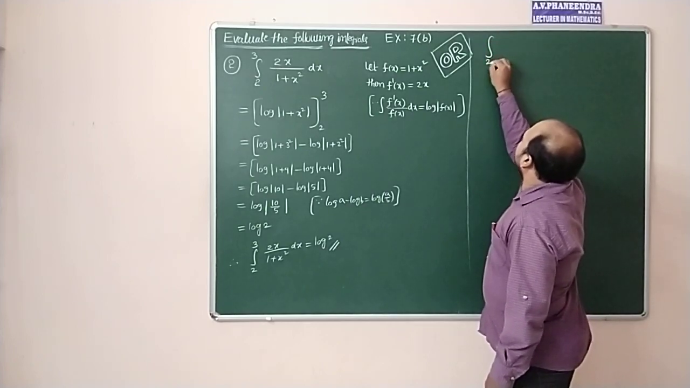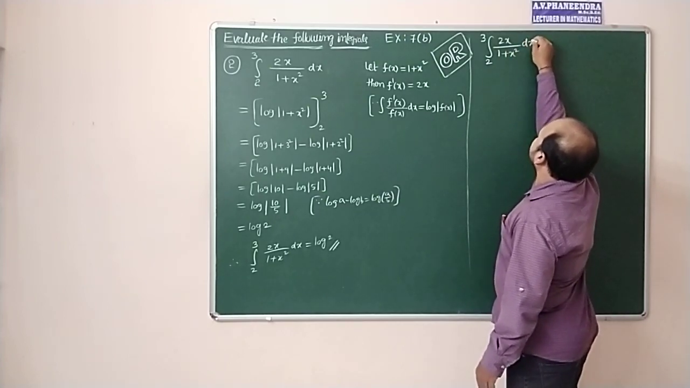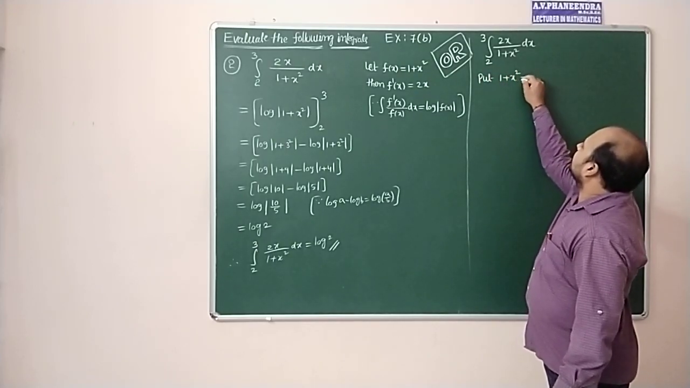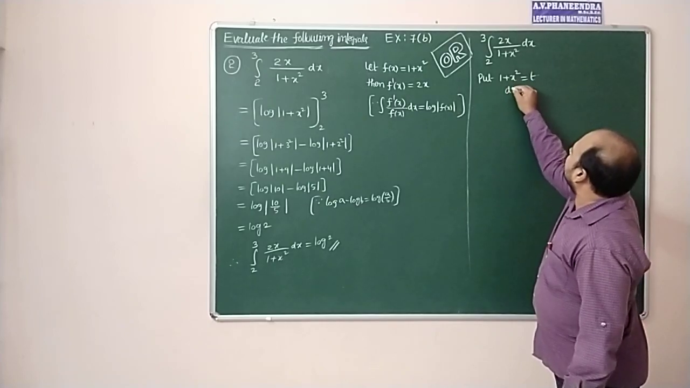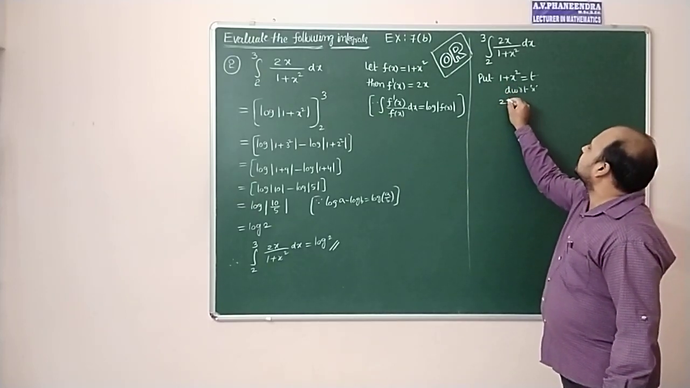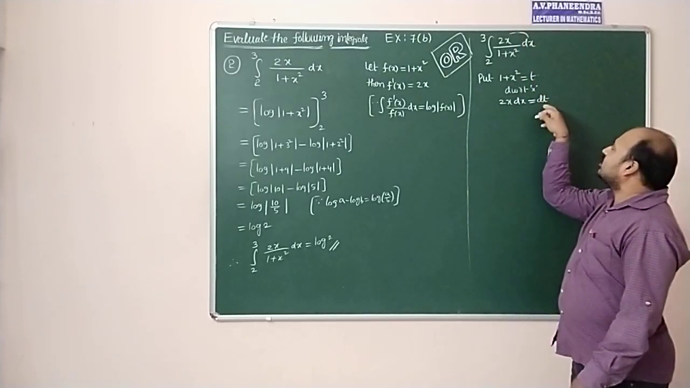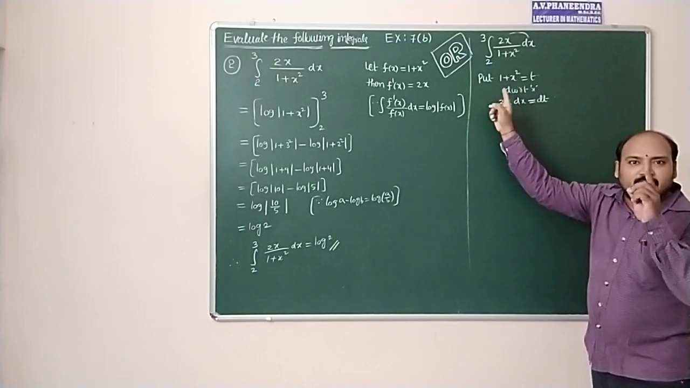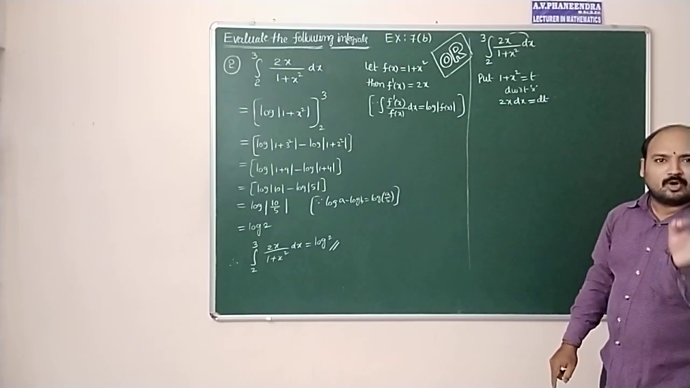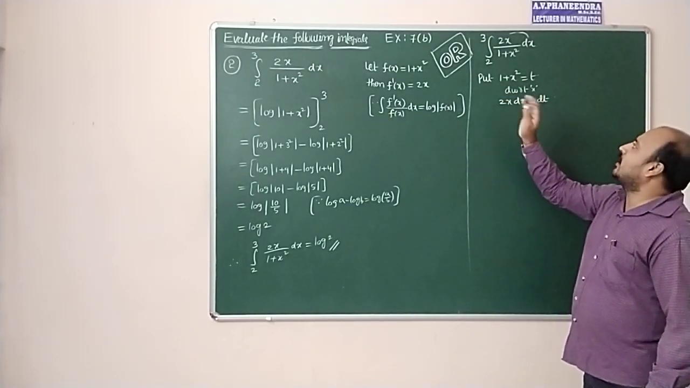So the integral from 2 to 3 of 2x by 1 plus x square dx. Put 1 plus x square equal to t. Differentiate with respect to x: the derivative of the constant is 0, the derivative of x square is 2x, so 2x dx is equal to dt. Clearly 2x dx is there in the numerator. Whenever you are making a substitution in definite integrals, you have to change the upper limit and lower limit. This is a very important thing you have to remember, dear students.